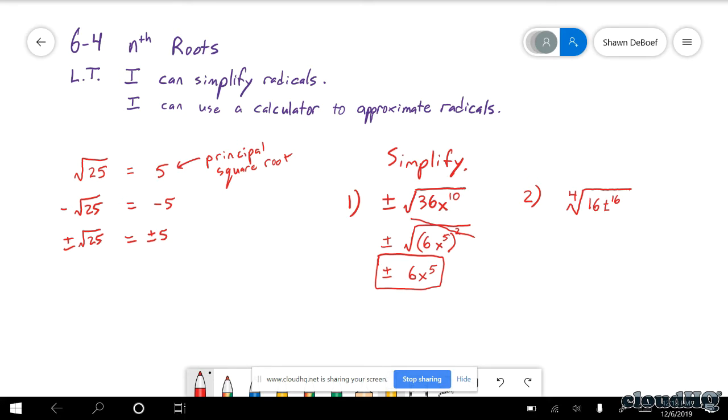Notice the little 4 that's written in front of the root. I want to be very clear. There is a difference between these two things. What does this first one mean? 4 times the square root.